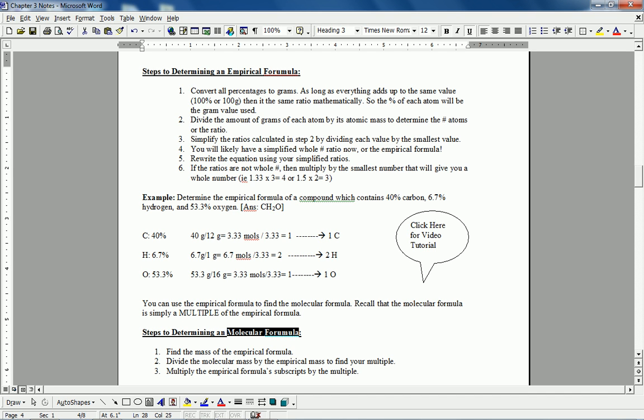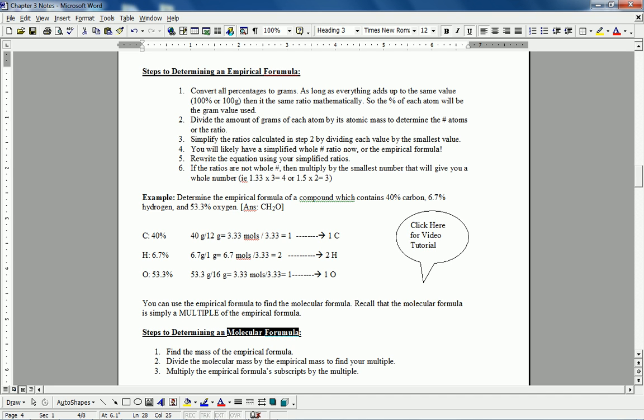Here are the steps in helping you to determine the empirical formula. As I said, typically you're given percentages, and those percentages we convert directly one-to-one into grams. That's because we assume that we have 100 grams, and since every percentage adds up to 100% total, the ratio stays the same. So it's very easy just to make the percentages your grams and then go from there. That's really step one.